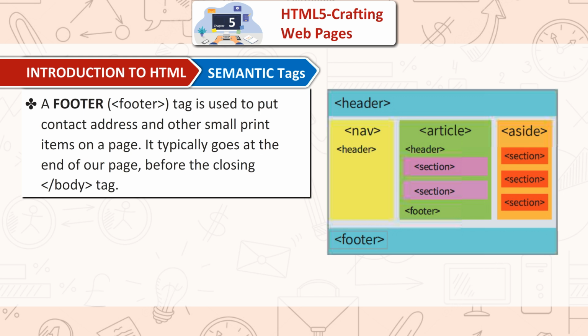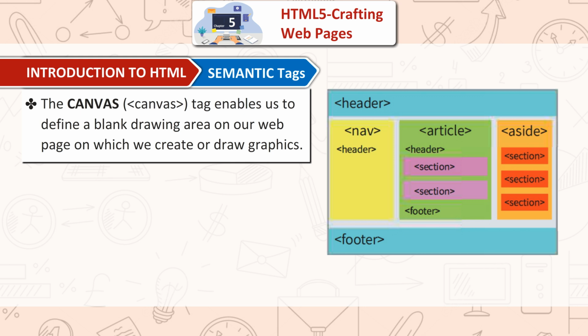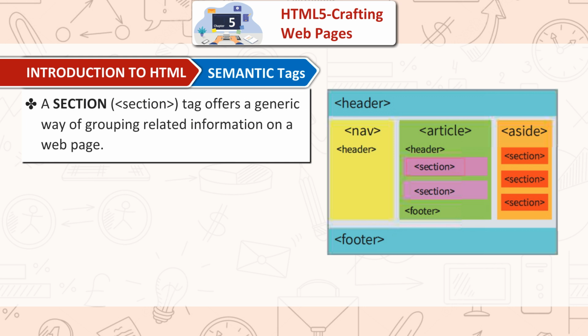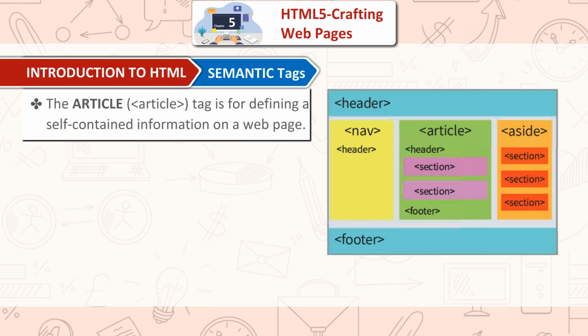A footer tag is used to put contact address and other small print items on a page. It typically goes at the end of our page, before the closing body tag. The canvas tag enables us to define a blank drawing area on our web page on which we create or draw graphics. A section tag offers a generic way of grouping related information on a web page.